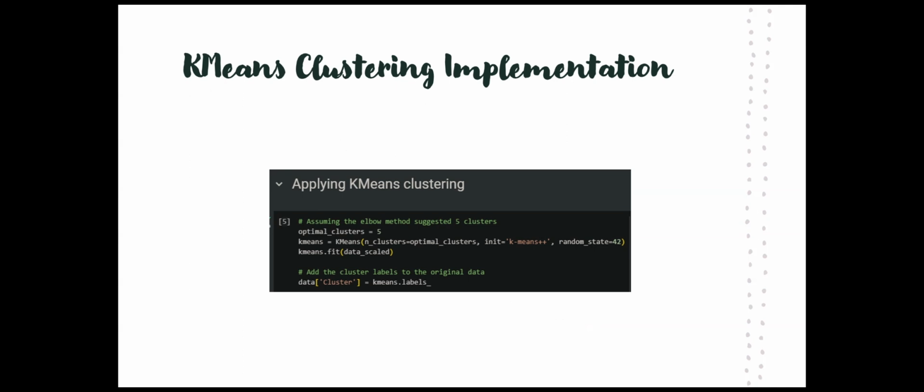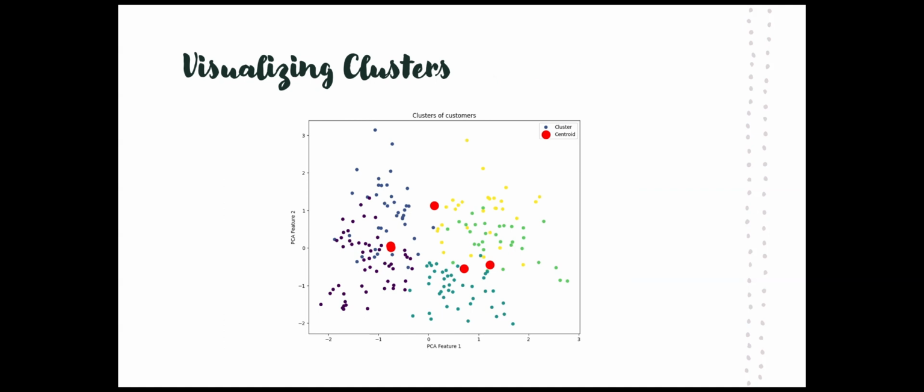With the elbow method pointing to 5 as our optimal number of clusters, we applied the K-means algorithm with this parameter. K-means is a powerful clustering tool that partitions the data into distinct groups based on feature similarity. To visualize these clusters, we utilize principal component analysis, or PCA in short, to reduce the dimensionality of our data. This simplification allowed us to plot our data points and cluster centers in a two-dimensional space, making it easier to interpret our clustering results.